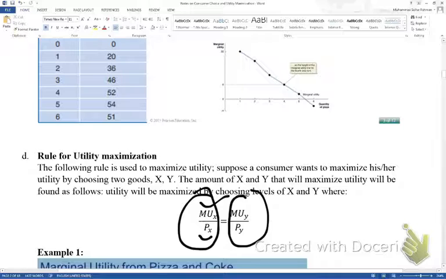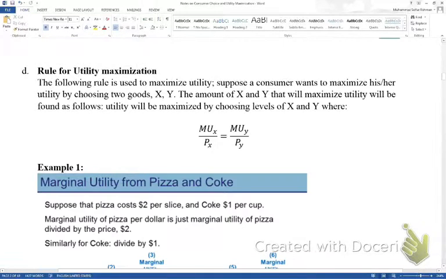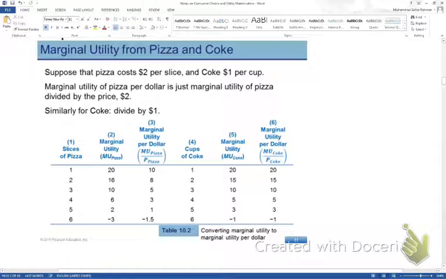Now let us go very slowly and try to understand this utility maximization rule by looking at several examples. The first example is a very interesting example. What we're looking at in the table is a situation where you are trying to buy two goods. You are trying to buy a combination of slices of pizza and Coke that gives you the highest amount of utility. So the price of pizza is $2, the price of Coke is $1.